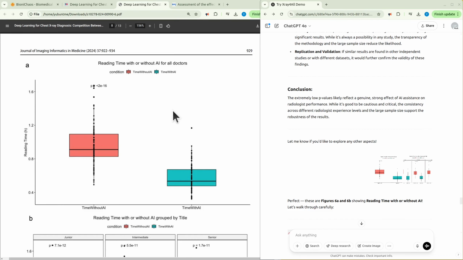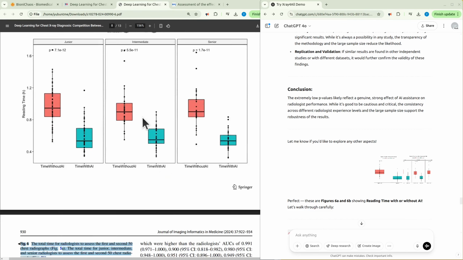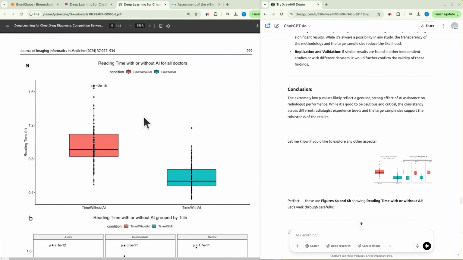Okay, can we discuss Figure 6 in plain language? Absolutely. Let's talk about Figure 6 in plain language. Figure 6, reading time with and without AI.